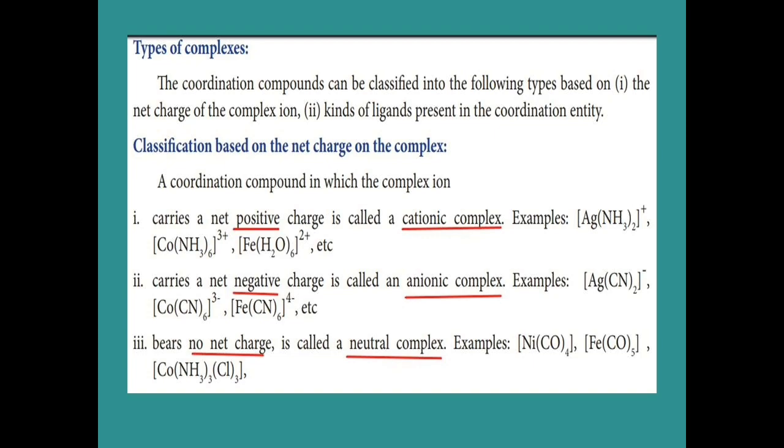The second one: when the complex bears negative charges, it is called an anionic complex. See the examples: in all of them, the superscript on the square bracket shows a negative charge, so they are anionic complexes. And the third one: if the complex has no charge, it is called a neutral complex. See the examples: in all of them, no charge is mentioned in the superscript, so they are neutral complexes.